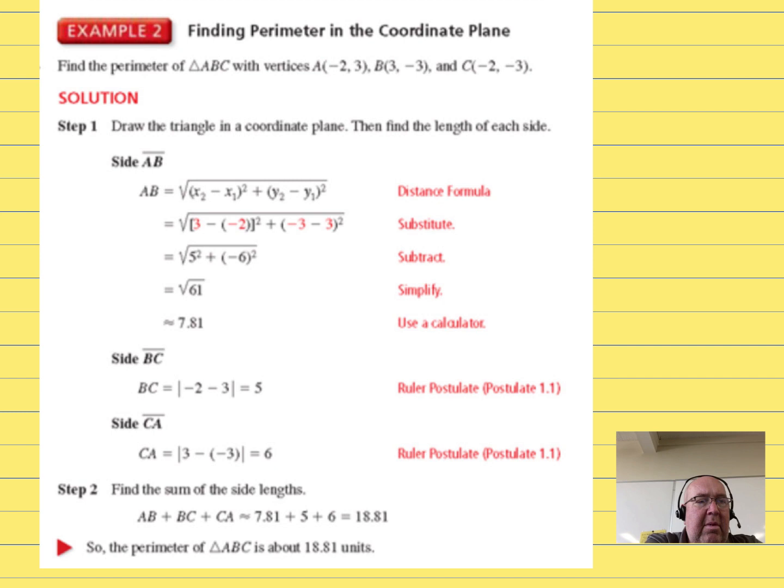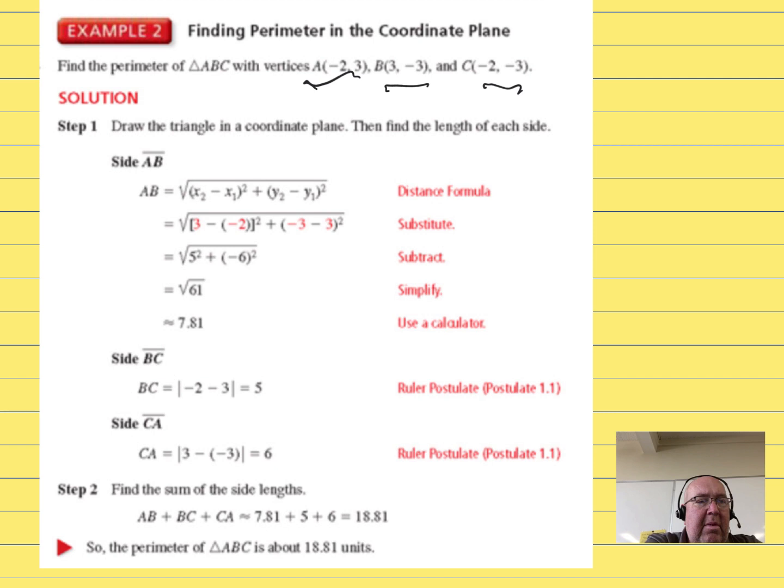All right, so if we're here, okay, so one of the things that we're going to be working with, remember that the perimeter is the addition of all of the sides. So we have a triangle with vertices of -2 and 3, and 3 and -3, and -2 and -3.